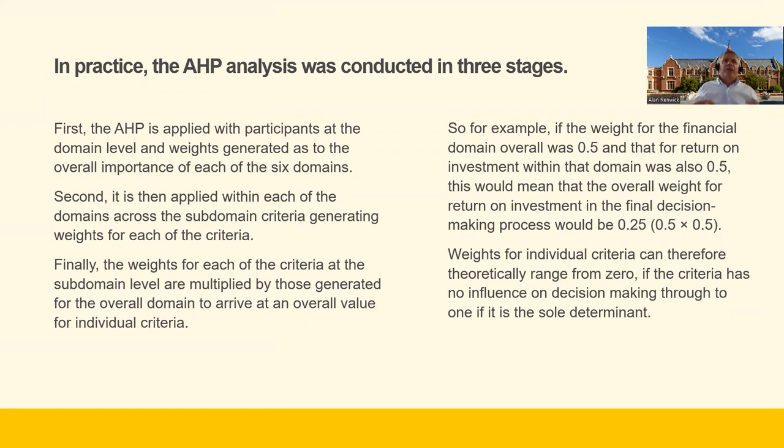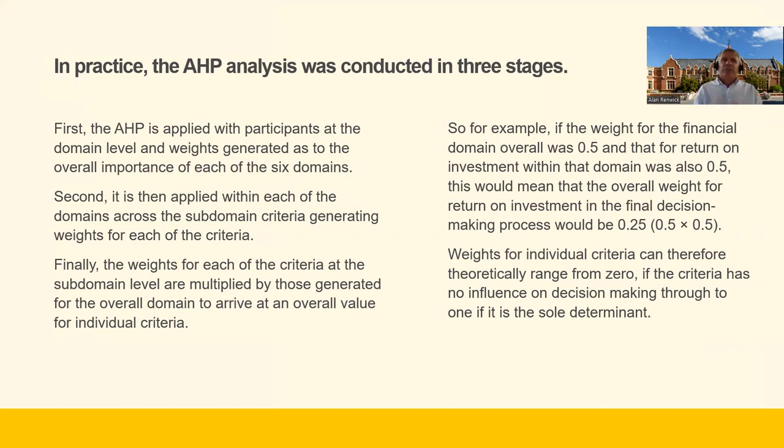In practice, our AHP analysis was conducted in three stages. Fundamentally, we began by working at the domain level, comparing financial against environment, financial against market, financial against social, environment against social, environment against financial, and so on down through our analysis. We just did that at that high level, and that generated overall weights. That gives us an overall weight of how important environmental factors and financial factors are. For example, environmental factors may come out at 0.2, or 20% weight, in that situation.